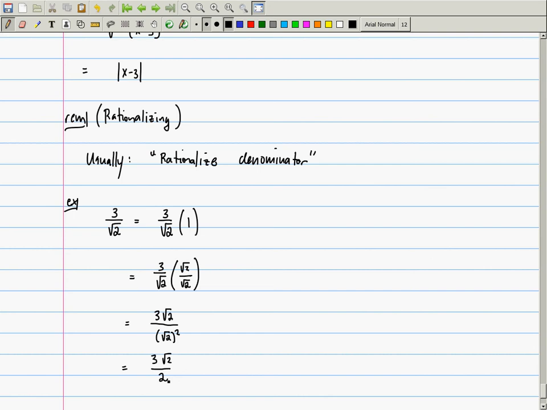So now the denominator is 2, that's a rational number. So that's the meaning of this instruction, rationalize the denominator. What I gave you, the square root of 2, is not rational. And then you multiplied by 1, you sort of pulled this rabbit out of a hat, multiplied by 1, and then it becomes rational. So please rationalize this thing here: 1 over the square root of 5.